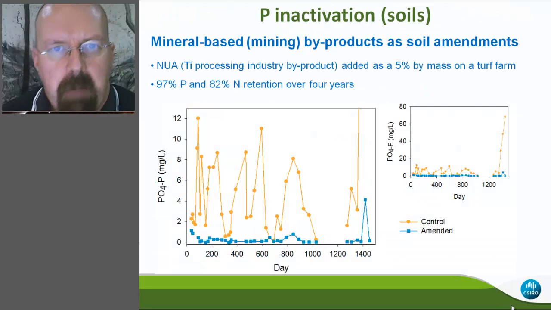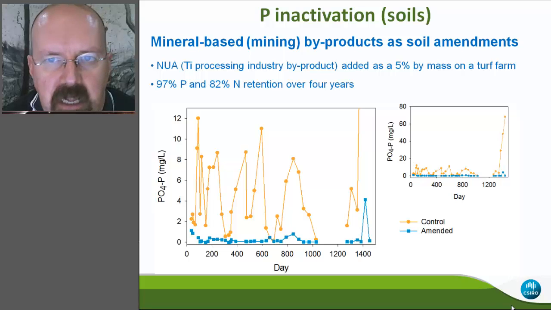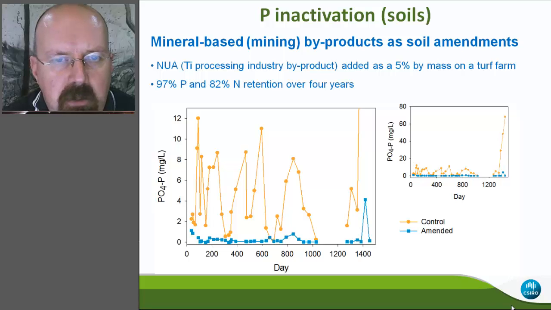Okay, talking firstly about P inactivation in soils to potentially affected systems, we looked widely at mineral-based or mining byproducts as soil amendments. Now, the first one I'll talk about is NUA, which is a titanium processing industry byproduct. In this particular case, we added it as a 5% biomass amendment in the top 15 centimetres of soils on a turf farm. And this is a 4-year trial where we were able to see a 97% reduction in P and 82% reduction in N leaching to the shallow groundwater. So really some major reductions in nutrients.